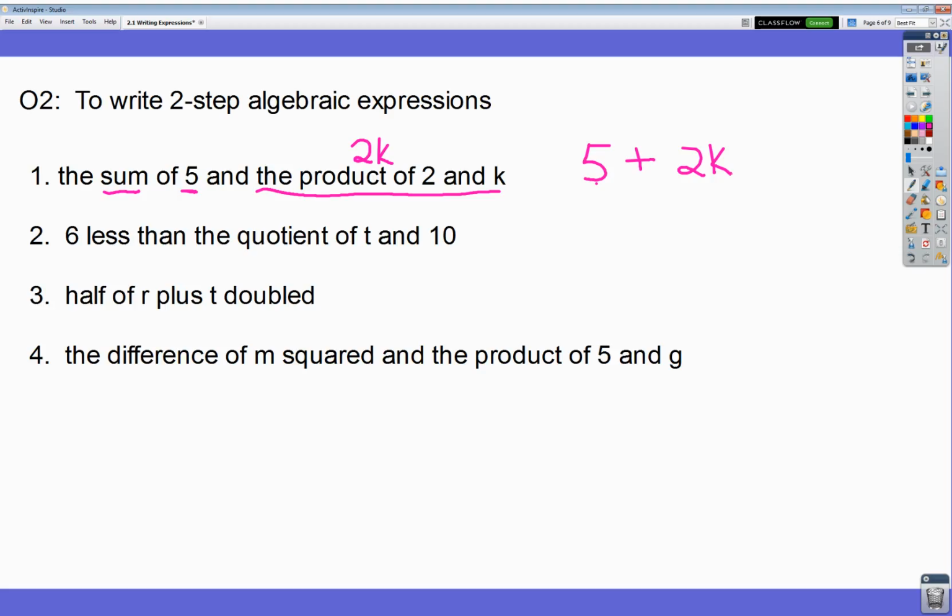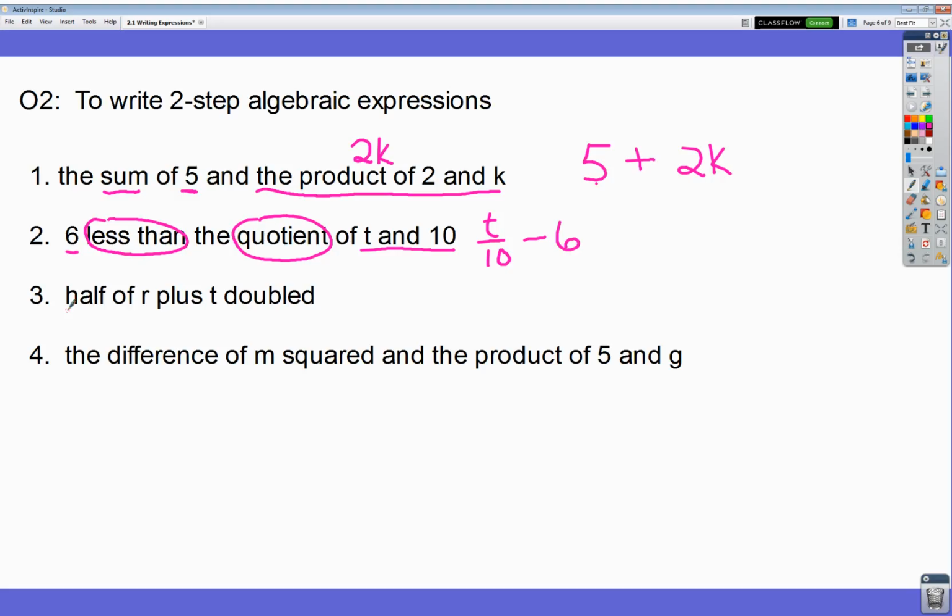Number 2, we have 6 less than the quotient of t and 10. So remember, when we do something less than, we're going to start with what it's less than. So it's less than the quotient of t and 10. Quotient means division, so I'm going to write that out as t over 10, or t divided by 10. I'm going to start with that. So I'm just going to leave it there. T divided by 10, and it's 6 less. So I'm going to take away 6.